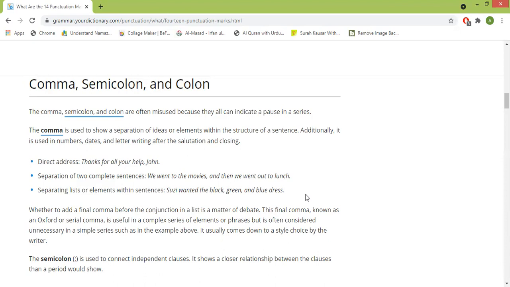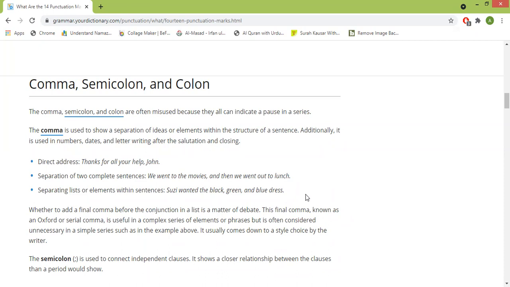The comma is used to show a separation of ideas or elements within the structure of a sentence. Additionally, it is used in numbers, dates, and letter writing after the salutation and close. Basically, the comma is used as a separator. If we are adding a list of things in a sentence, for example, if I say that I like apples, oranges, and bananas, as a separator, it is going to be used in a sentence.